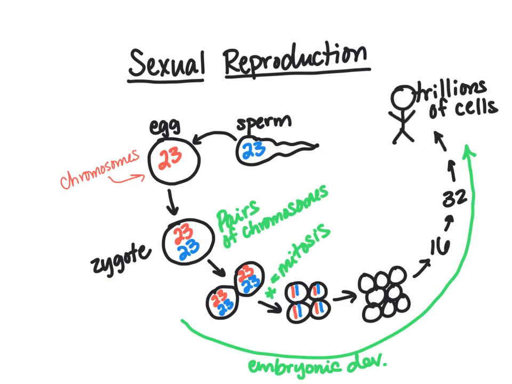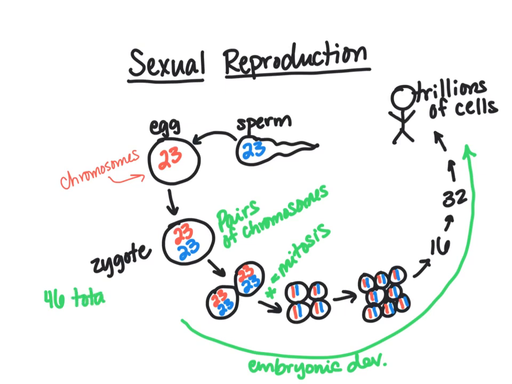Same thing with the next round of mitosis. All of these cells are going to have 23 pairs of chromosomes, or 46 total chromosomes. And this keeps happening. So essentially every single cell in your body has a complete set of the genetic material that you got from your parents. So all of the cells in your body have 46 total chromosomes.